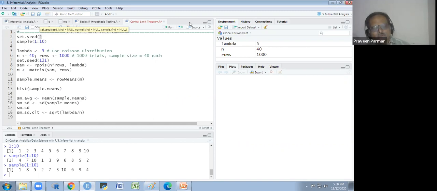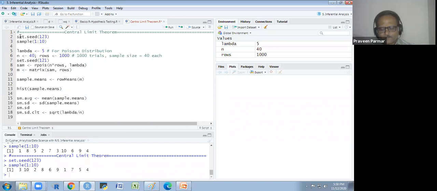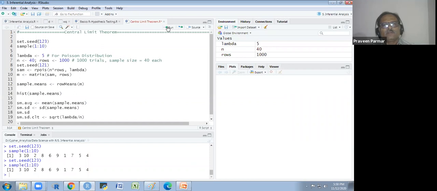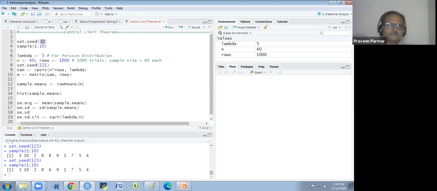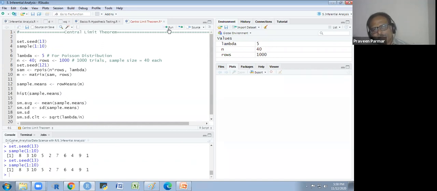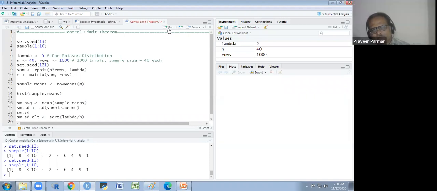Okay. So if I write 1, 2, 3, suppose, and I run it, and then I run the sample, you see what happens? I'm getting this again. I am running this set seed and then running it. You see, we are getting the same sequence, 3, 10, 2, 8, 6 every time. Yes, sir. If I change this set seed, I will get a different sequence. You see. If you want the same sample every time, then you set a set seed.